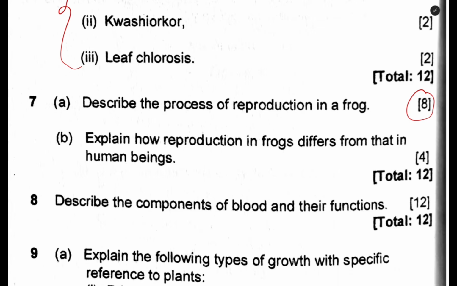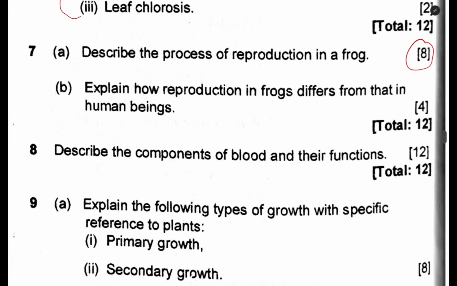Then explain how reproduction in frog differs from that of humans. You can talk of reproduction in frog differing from that of humans, because even if it's sexual reproduction, it occurs externally. Okay, it's external reproduction, while human is internal reproduction. You can talk in those lines.